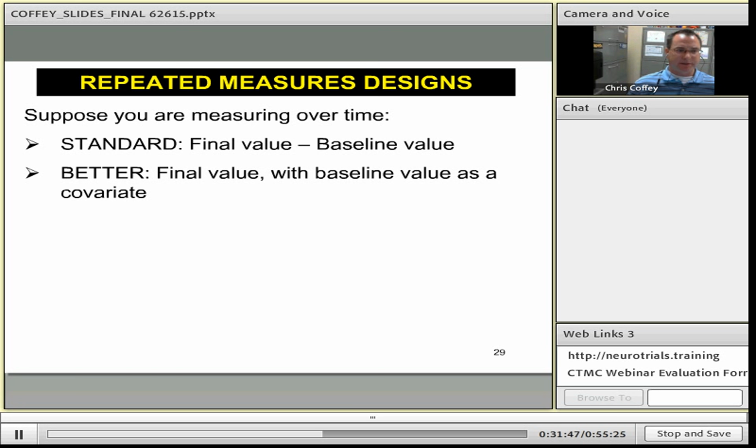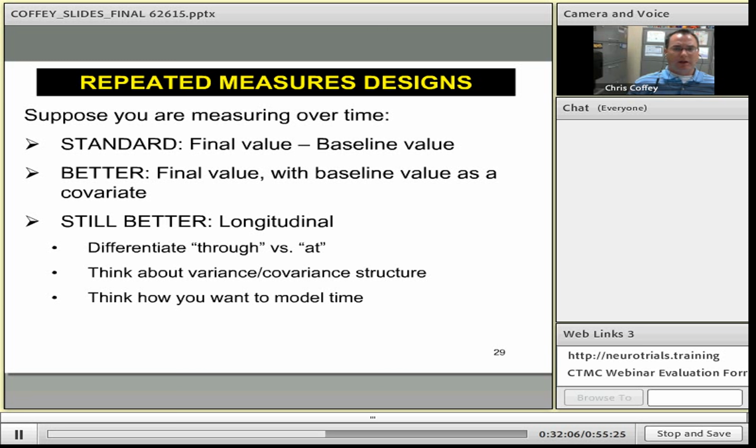Next slide, please. So just some examples, if you're measuring over time, often the standard we have is that we take the final value minus the baseline, so the change from baseline. A better approach, and this is often done in larger studies, is we take the final value with the baseline value as a covariate, or we adjust for the baseline value as a covariate.